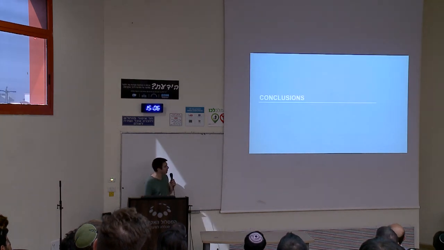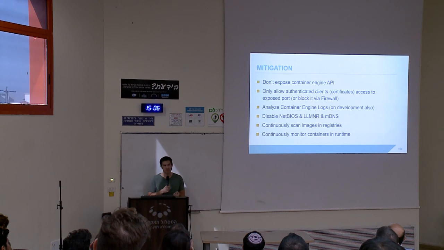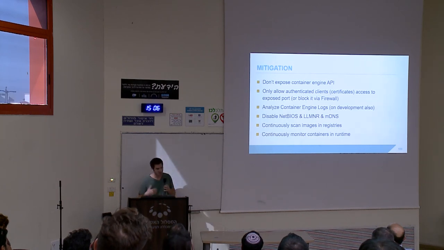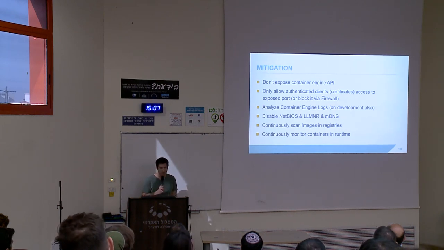So what are the conclusions? Don't expose your container engine API. If you do have to expose it, make sure you authenticate to it, so not anyone can go ahead and run any command that it wants over the wire. Don't forget to analyze your container engine logs. They may tell you when you're being attacked.